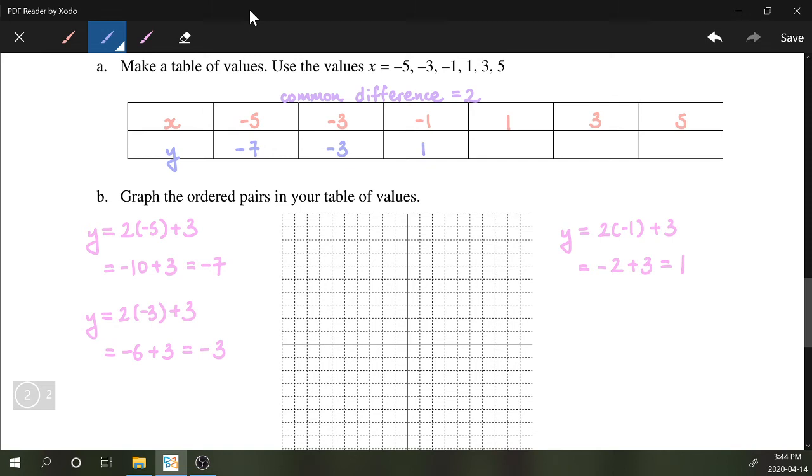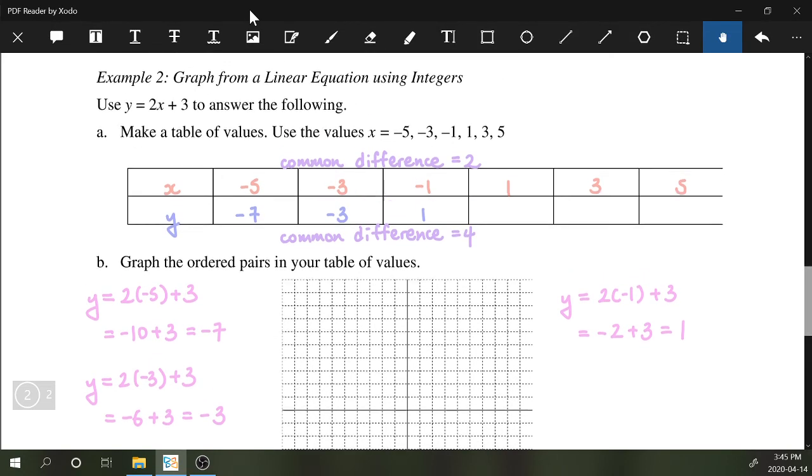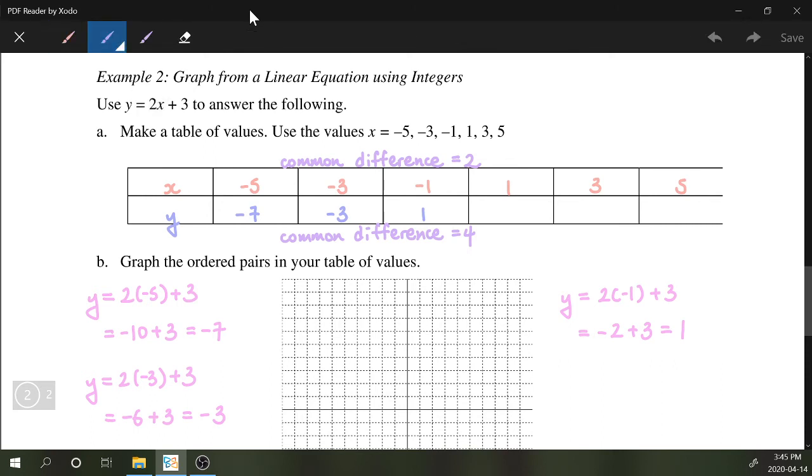And you might notice now that there's a common difference pattern emerging, and that is a common difference of 4. So moving from left to right, as these x values increase by 2, the y values increase by 4. That's twice as much, which makes sense because we have a 2 in front of our x. So then increasing by 4, we get 5, 9, and 13.